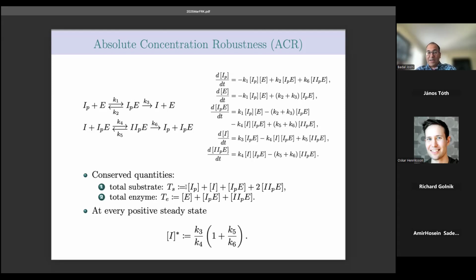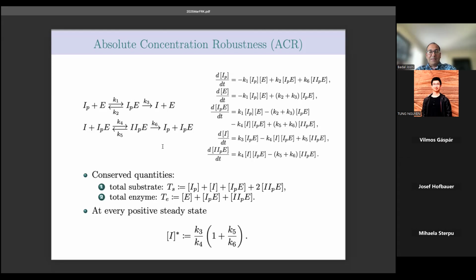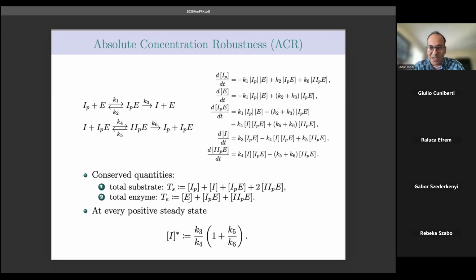The total substrate is conserved. So even though substrate changes forms, and I'll come back to this, I'll tell you what I mean by a substrate and what I mean by an enzyme. But basically, an enzyme is, in short, something that helps the reaction happen. So here I have an enzyme E, which helps this reaction go forward, and the substrate is what is changing in a reaction. So the total amount of substrate is conserved and the total amount of enzyme is conserved.